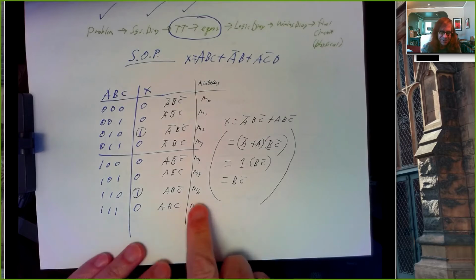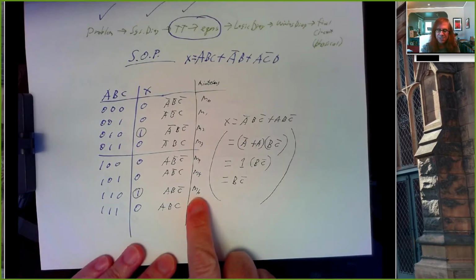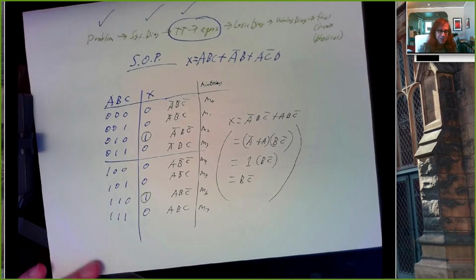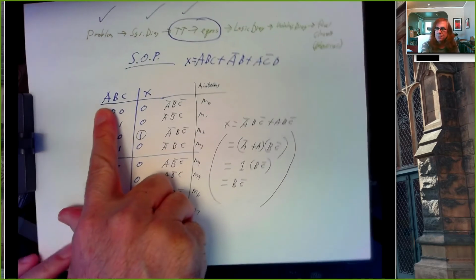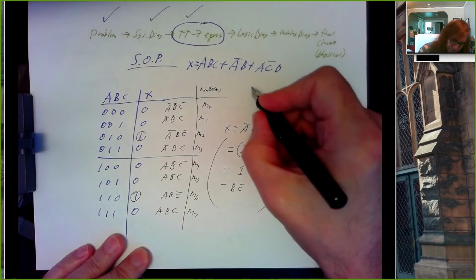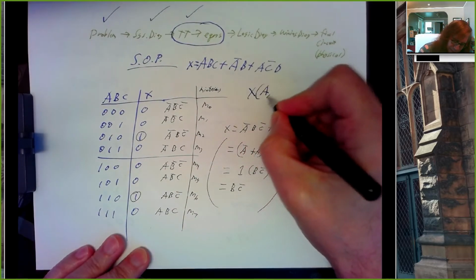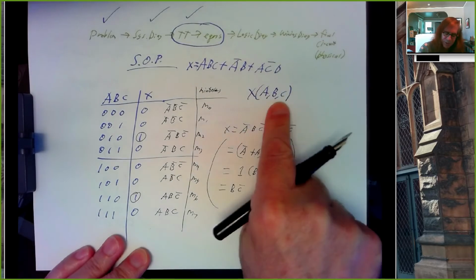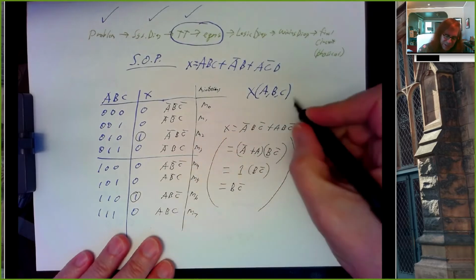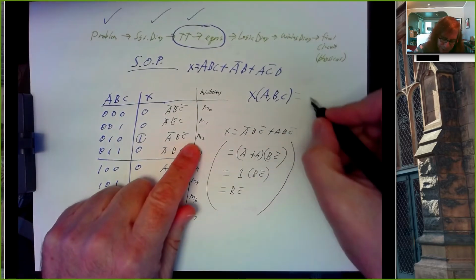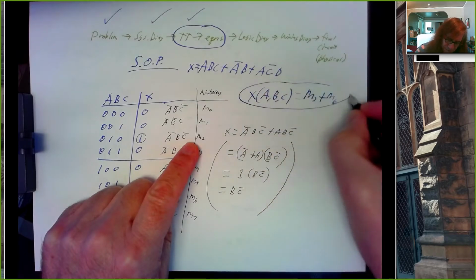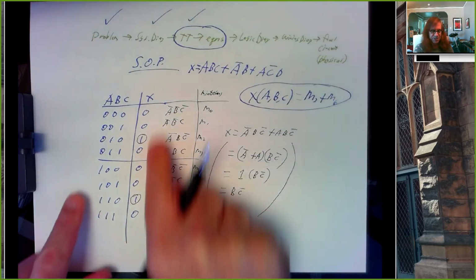Now, if all I have is M6, how do I know that it's ABC bar as opposed to CBA bar? You need to know what order these inputs are in. And so you'll see something like X of ABC, and we'll list the inputs as if this was a function. So X of ABC equals, and now we could just write minterm 2 ORed with minterm 6. And that gives you all the information that this gives you.